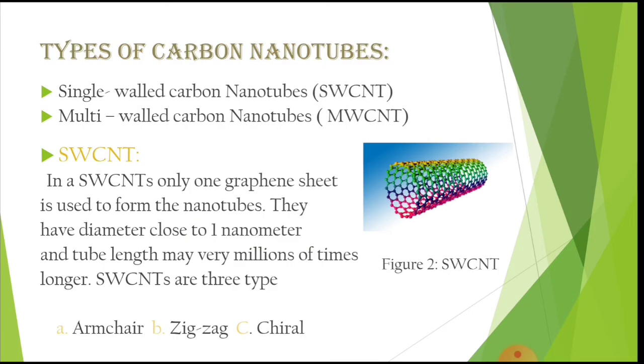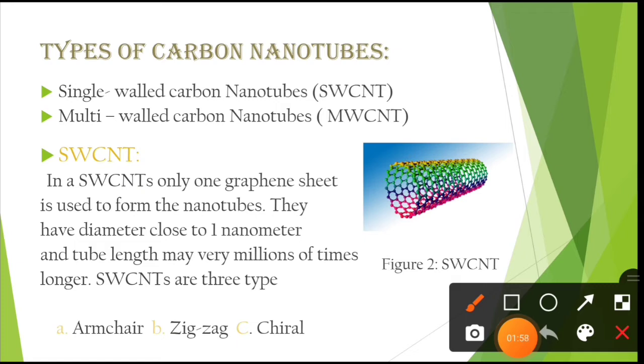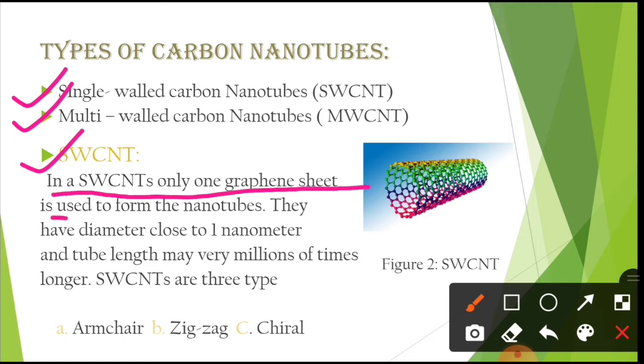Let's see types of carbon nanotubes. Carbon nanotubes are broadly classified into two types based on the number of layers. First is single wall carbon nanotubes and second one is multi-wall carbon nanotubes. Let's see single wall carbon nanotubes. In a single wall carbon nanotube, only one graphene sheet is used to form the nanotube. They have diameter close to 1 nanometer and tube length may be millions of times longer.